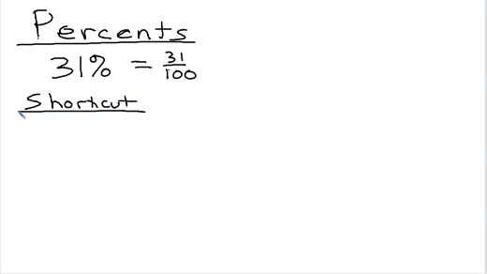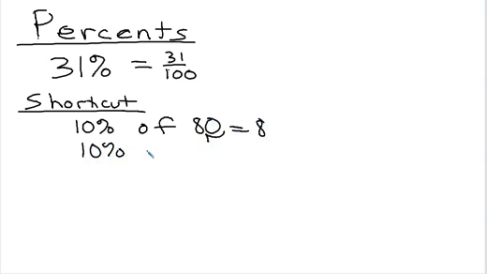Because if you can understand this idea of 10%, for example, what's 10% of 80? You just move the decimal one place to the left, and it's 8. So if you know that, what would 10% of 47 be? 4.7.